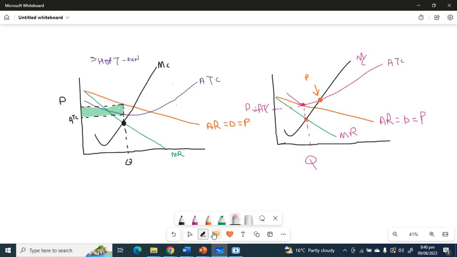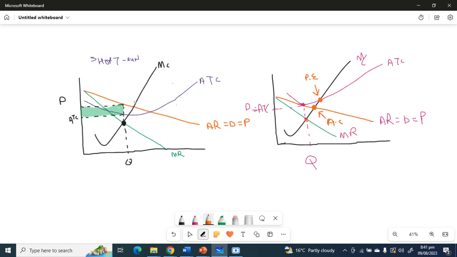Then we also look for the point of allocative efficiency, where P equals MC, price equals MC, which is this point here. Remember, allocative efficiency is all about consumer satisfaction. All right. But as we can see, the firm is not producing at the point where it's allocatively efficient. All right.